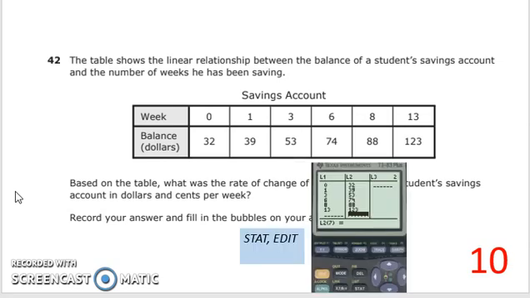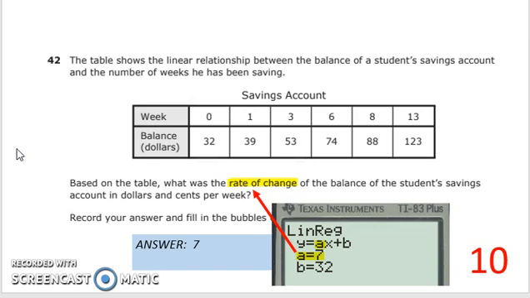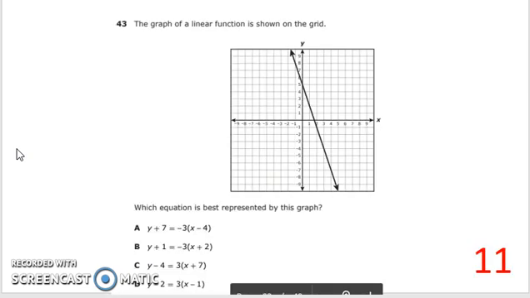Table, we're going to do a regression, stat edit. Week is going to be list 1, and the balance in dollars is going to be list 2. Make sure you put all your points in, and that the number of L1s equal the number of L2s. Okay. We know we're going to do a linear regression because we read the problem. See the word linear. We're going to pick 4, and then our rate of change or our slope is going to be the A value. I wish they would use M, but they use A. We got to get used to it.